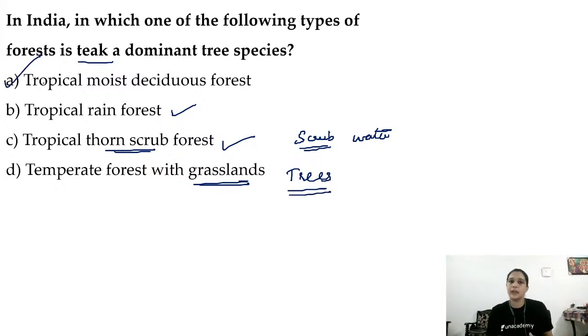It's a very open, straight question, but still I'm helping you to eliminate the options. Teak is a dominant species in tropical moist deciduous forest only. That is a straightforward question. But in tropical rainforest, you don't find teak. You find very big trees in tropical rainforest. And tropical thorn scrub forest is very scarcely vegetated. The term itself has scrub. Scrub is not a tree, it's a very short kind of plant. In grasslands, you have more grasses, not trees. So obviously teak comes in the first option.